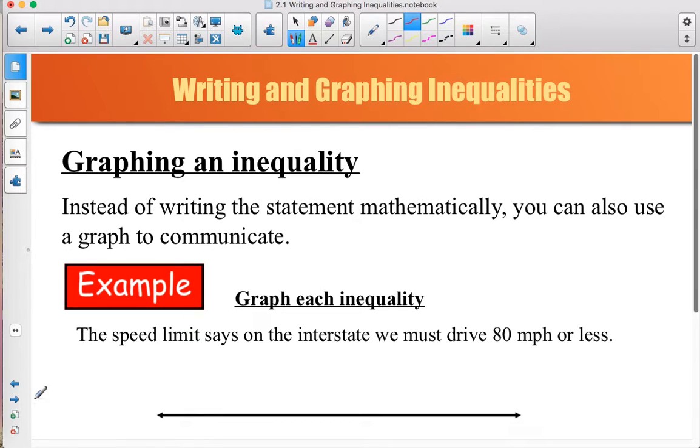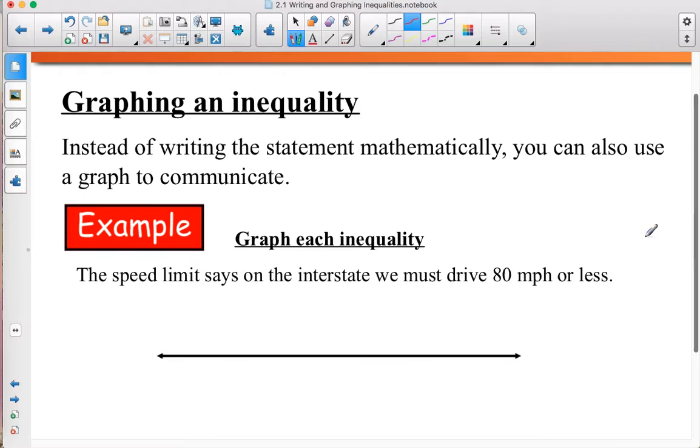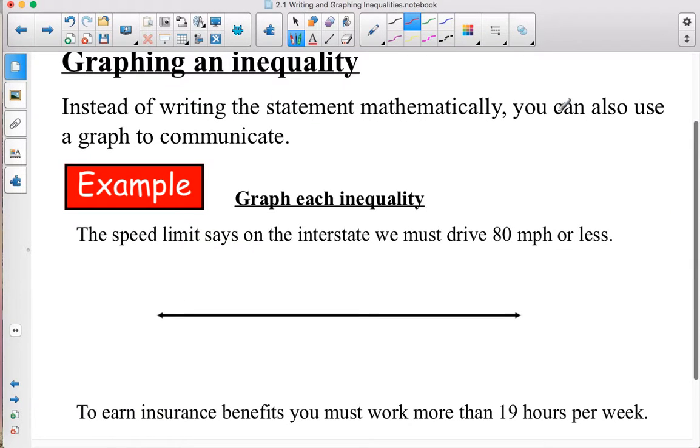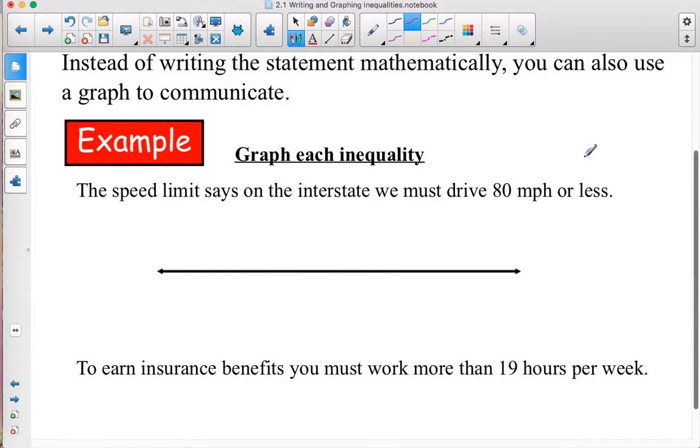Next part we're going to do is after translating, we're actually going to graph these guys. Just like I graph them on the number line, I can translate and graph them even if they're real world scenarios on a number line. So instead of writing this statement mathematically, we can also use a graph to communicate what we mean. Example, the speed limit says on the interstate we must drive 80 miles per hour or less.